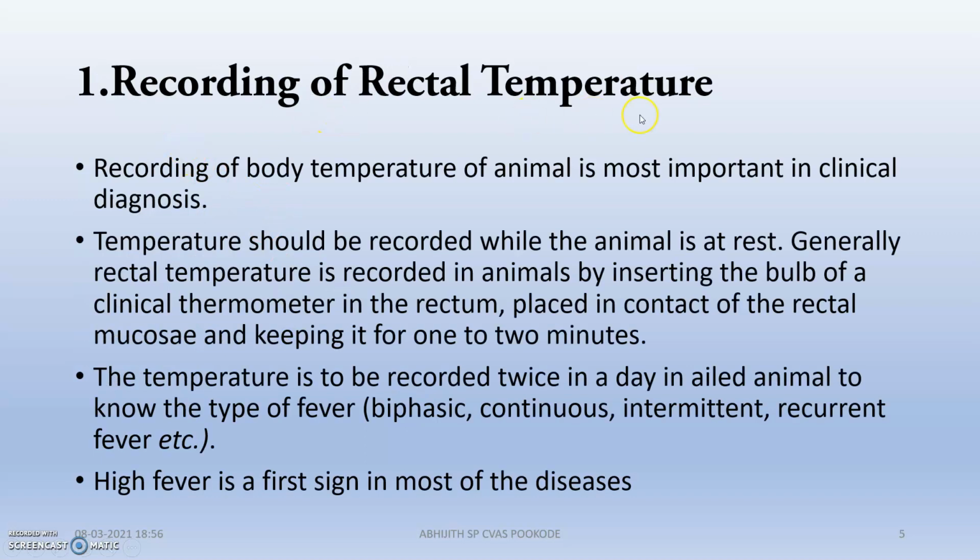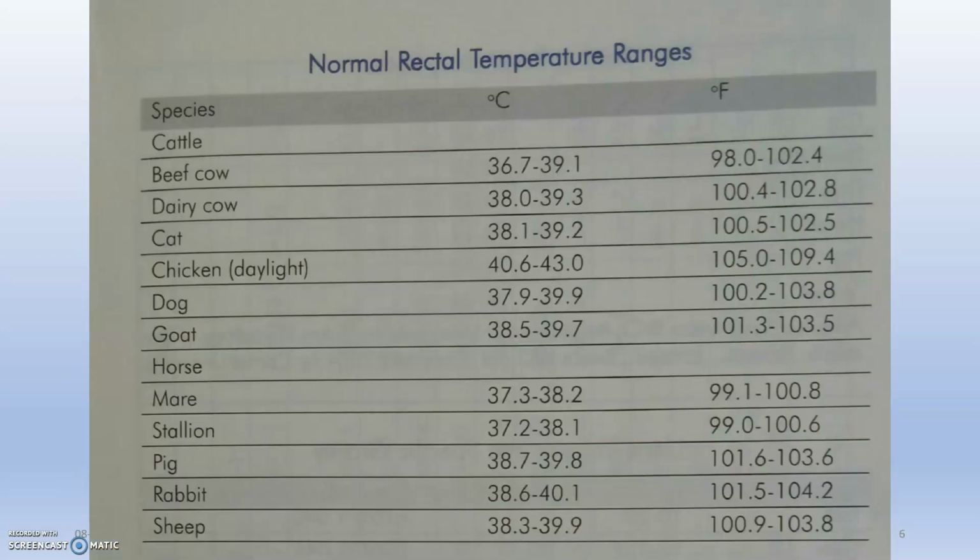So now recording of rectal temperature. We should actually record the body temperature. So the best option is the rectal temperature. Whenever an animal is having any problem with the temperature or any internal problems, the temperature will be high compared to the normal. So high fever is the first sign of most diseases. So we have to check for the fever. So these are actually the normal rectal temperature ranges. You can get a screenshot.